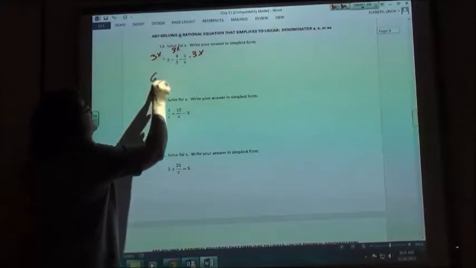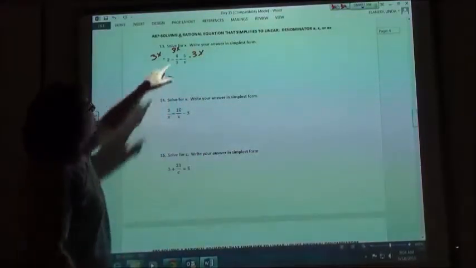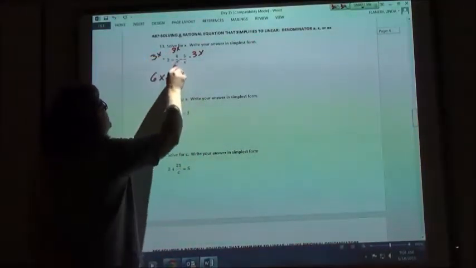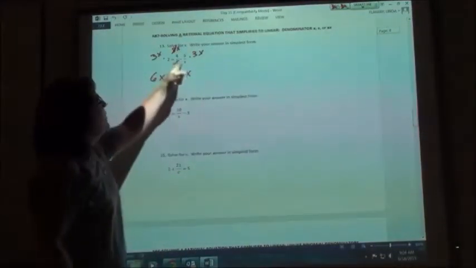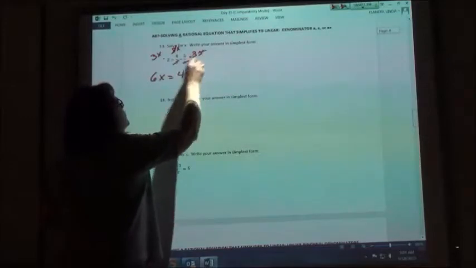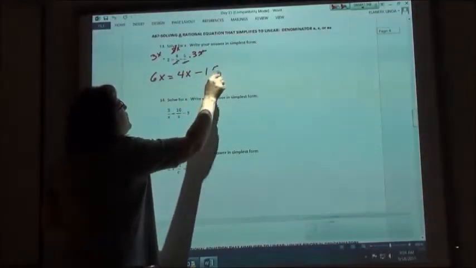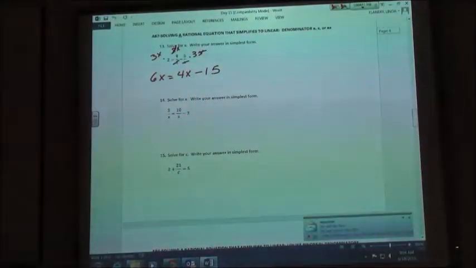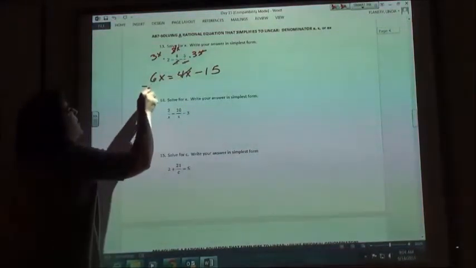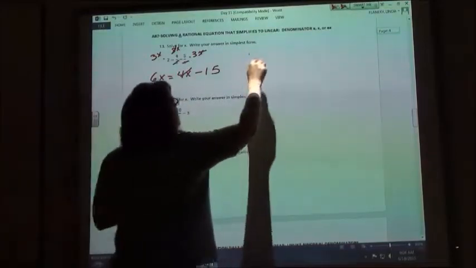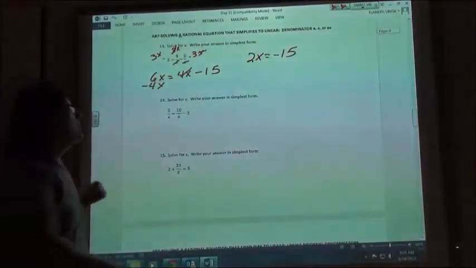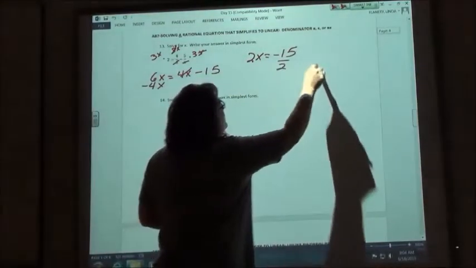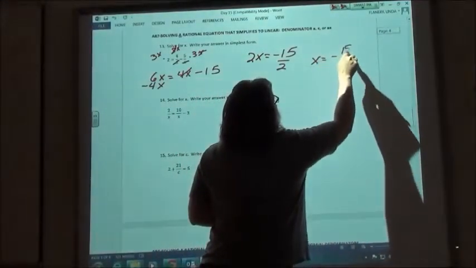3x times 2 is 6x. Here I'm going to just cancel out the 3's. So 4 times x is 4x. Here I'm going to cancel out the x's. So negative 5 times 3 is minus 15. And then I go ahead and solve my equation. So I'm going to minus my 4x. 2x is going to equal negative 15. And of course divide by my coefficient of 2. So x is equal to negative 15/2.